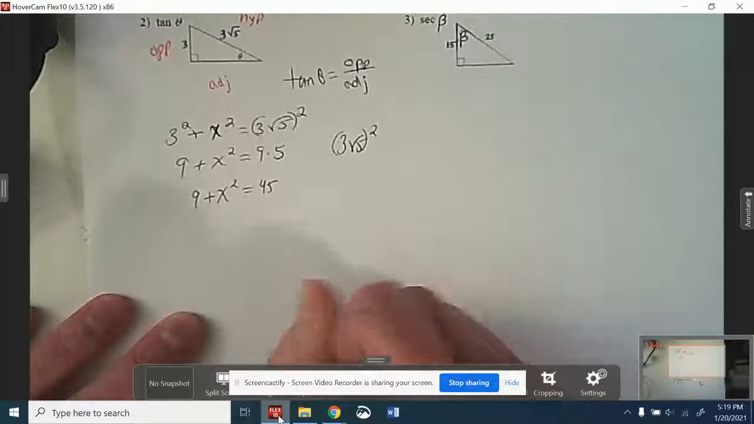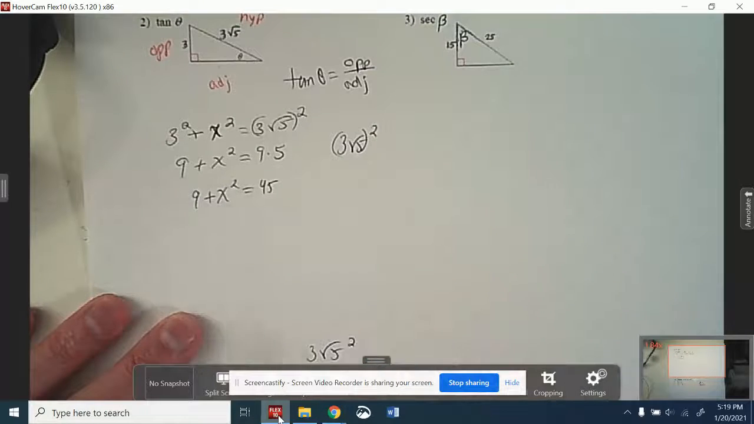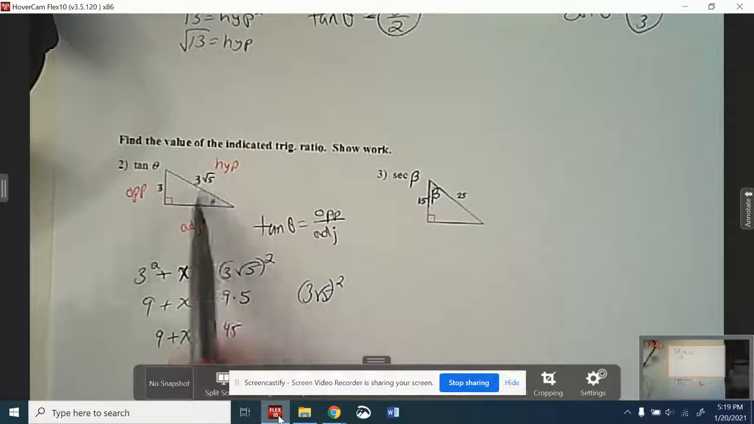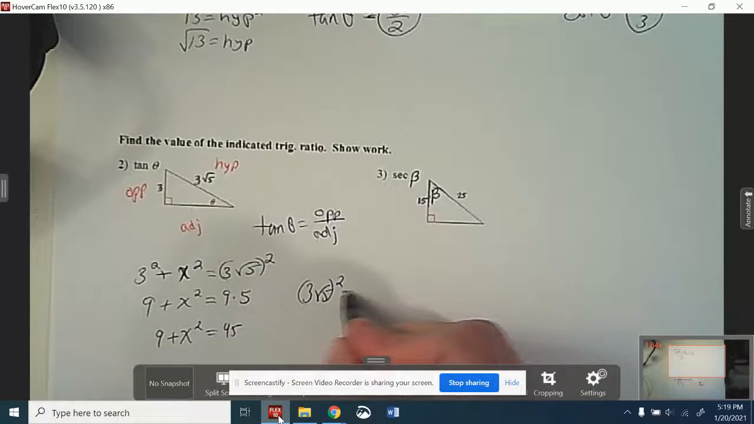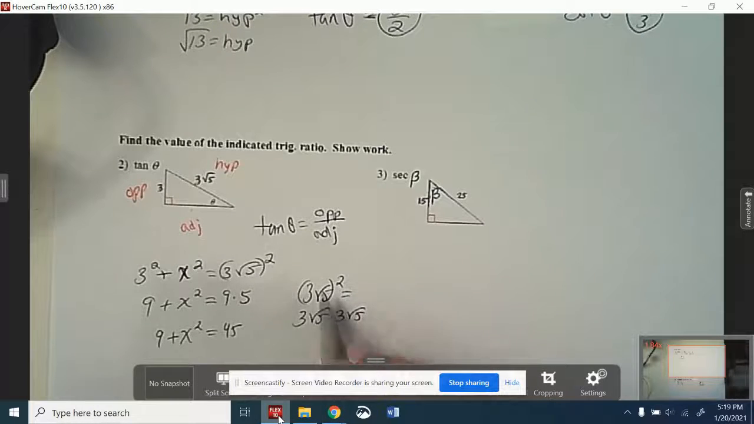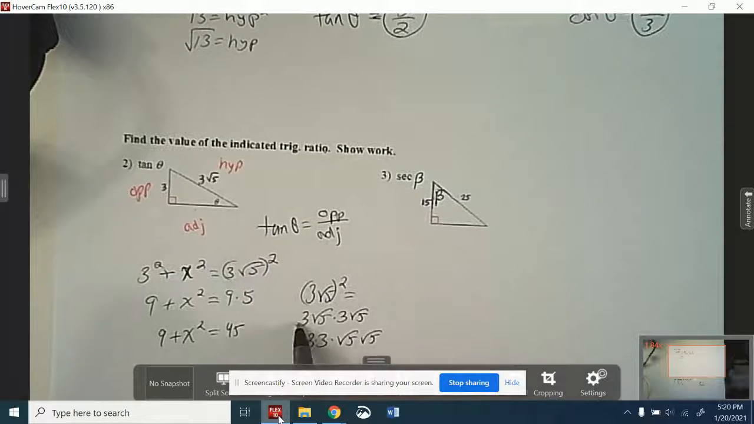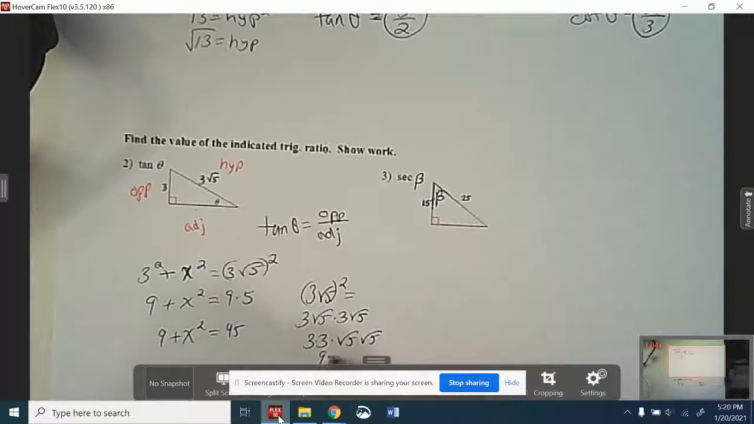Because without the parentheses, this would be different. This just means square √5. That's not what we're doing here. We want to take the entire length of the hypotenuse and square it. So when you square this, you're multiplying it by itself. So what happens is you end up squaring the 3 and squaring the 5. Because if I use the commutative property here, you can see that I have 3 times 3 and 5 times 5. So that's where I got 45.